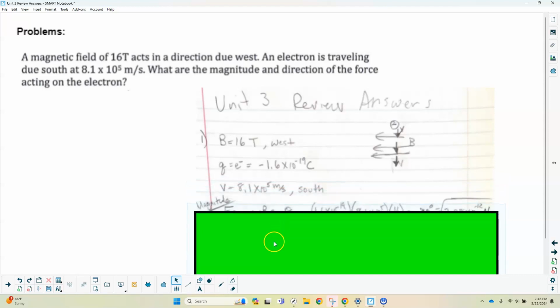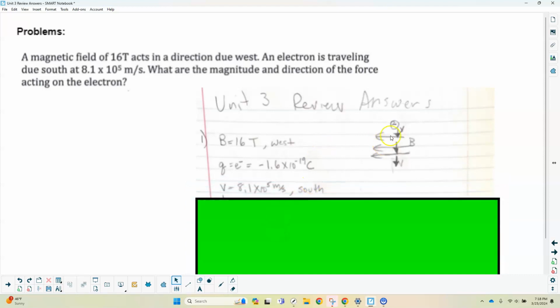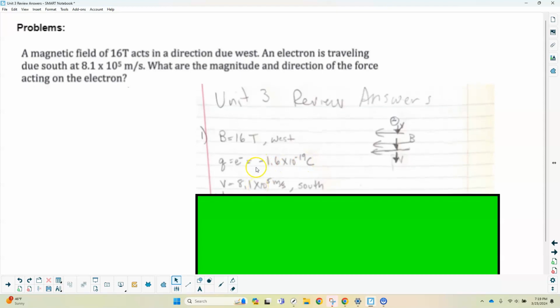Looking at the problem, I drew a picture of what's going on. South is down and the magnetic field is going west, so that would be to the left, and they're perpendicular to each other. I just labeled the different factors. The magnetic field strength is 16 Tesla, so that's B. The charge is an electron, which has a charge value of 1.6 times 10 to the negative 19th coulombs, and it's a negative charge. The speed of the electron is 8.1 times 10 to the fifth meters per second going south.